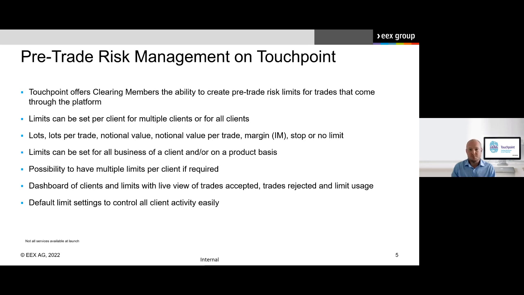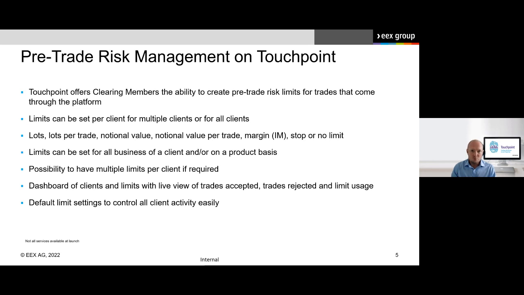You can set limits per client, you can set broad limits which cover all clients in one go, and you have a number of different ways in which you could do that. So you can set limits based on lots, you can set limits based on notional value, and you can set limits based on the initial margin contribution associated to each trade. You can also set your clients to stop, either as a whole or individually, and you can set them to trade freely with no limits whatsoever.